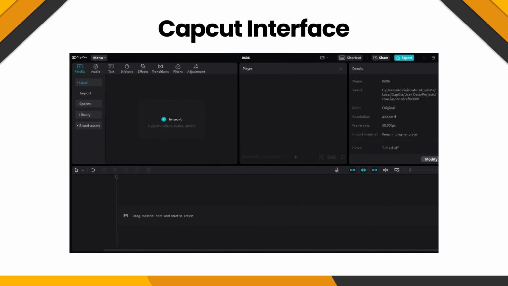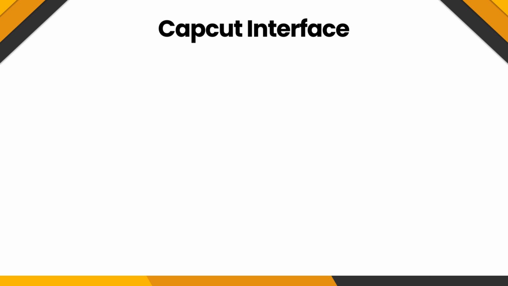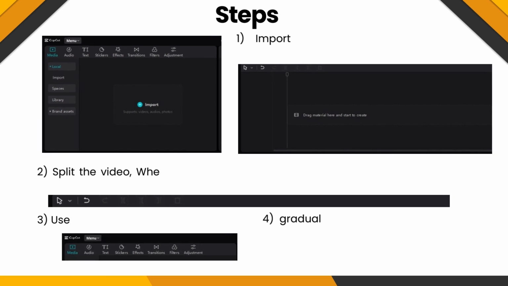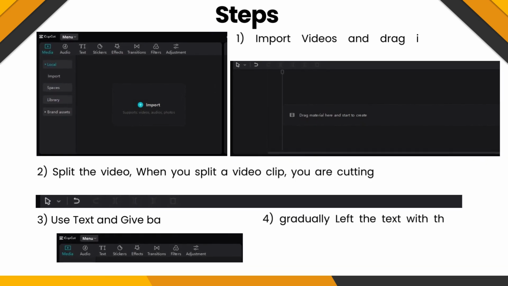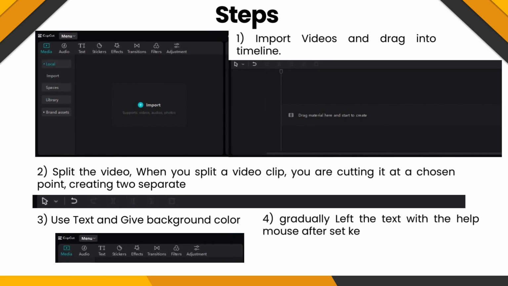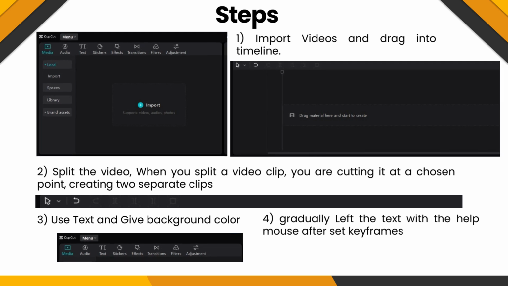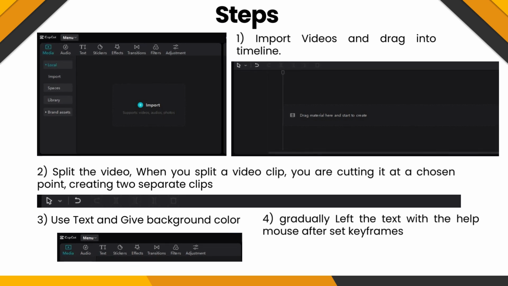This is the interface of CapCut. Steps: 1. Import videos and drag into timeline. 2. Split the video. When you split a video clip, you are cutting it at a chosen point, creating 2 separate clips. 3. Use text and give background color. 4. Gradually move the text left with the help of the mouse after setting keyframes.